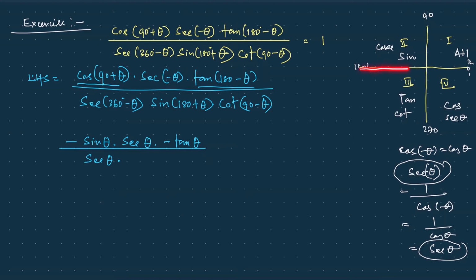180 plus theta means in the third quadrant. In the third quadrant, only tan theta and cot theta are positive, and the remaining trigonometric functions are negative. That's why it is minus sin theta. So instead of sin of 180 plus theta, I am going to replace minus sin theta. Okay? Next, cot of 90 minus theta. Again, cot of 90 minus theta is equal to what? 90 minus theta means in the first quadrant, here everything is positive. That's why cot of 90 minus theta is equal to tan theta. So here it is equal to tan theta.